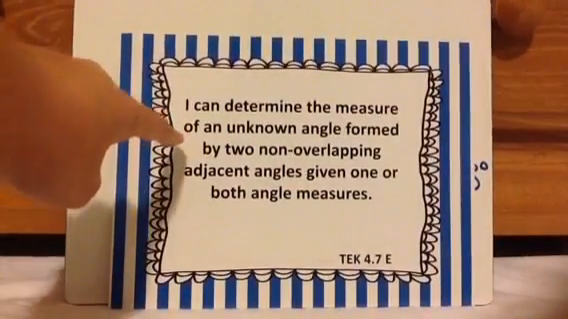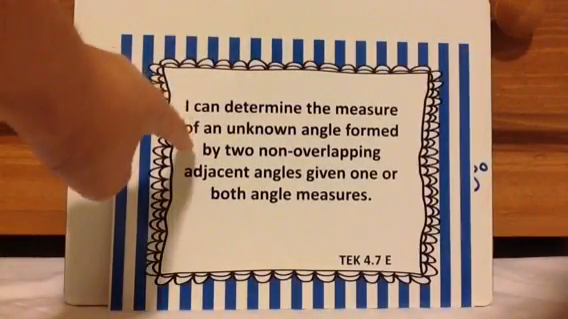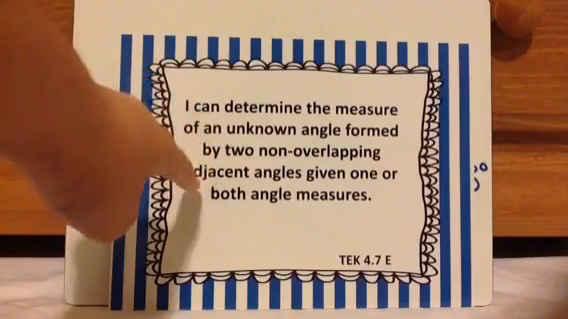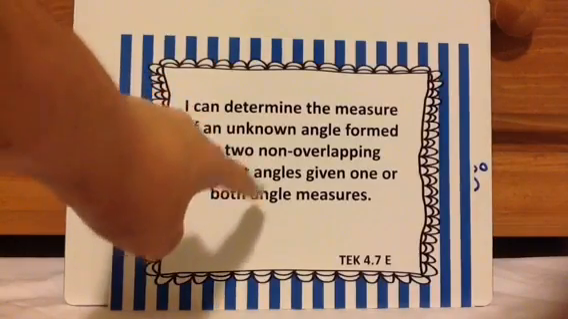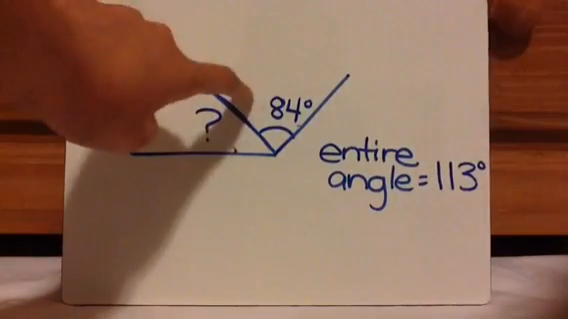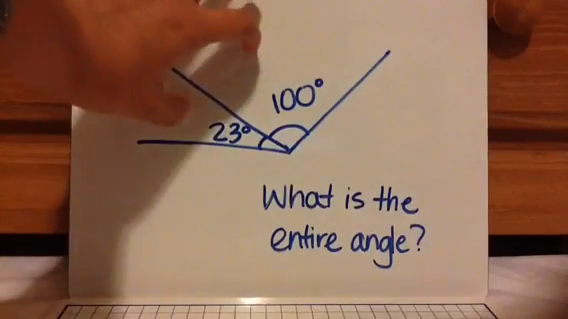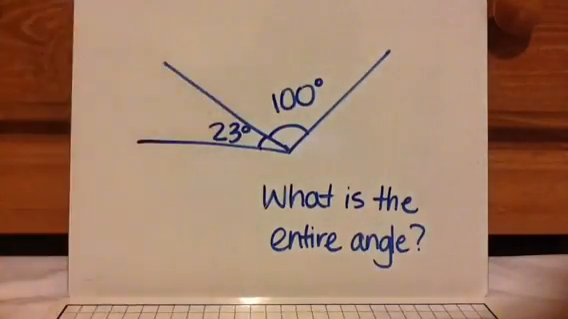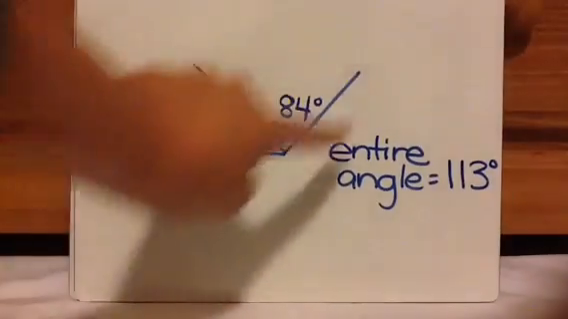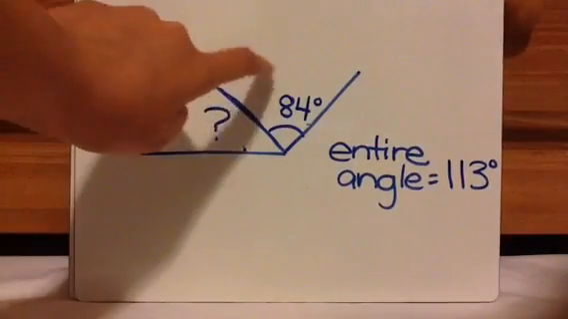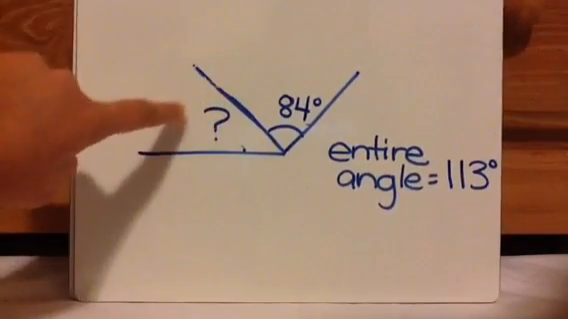See, the TEK says you can determine the measure of an unknown angle formed by two non-overlapping adjacent angles given one or both angle measures. So in this situation, I'm giving you one, and then in this one, I'm giving you both. In one of them, you add the two together and that gives you the entire angle, and in the other one you're given the entire angle and you take away this piece and that gives you that piece.